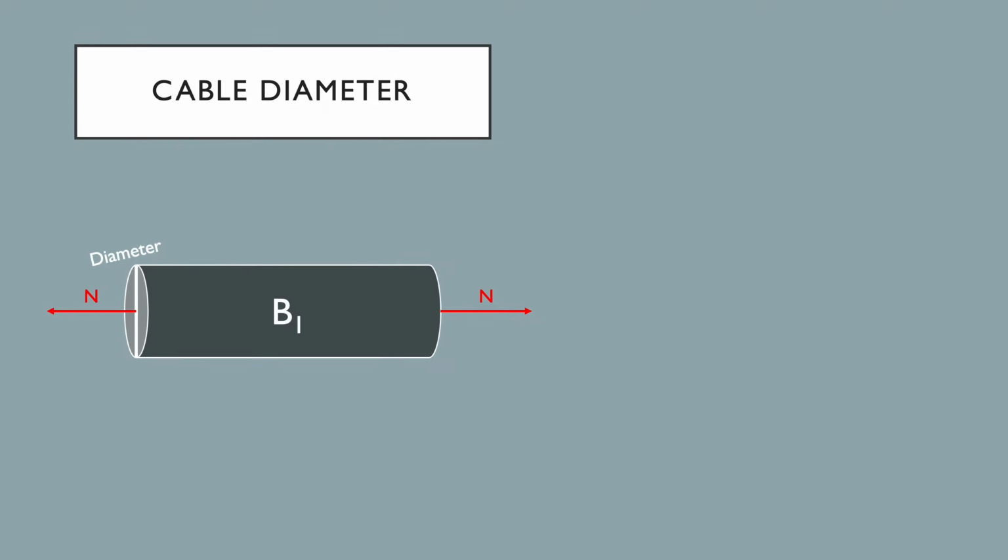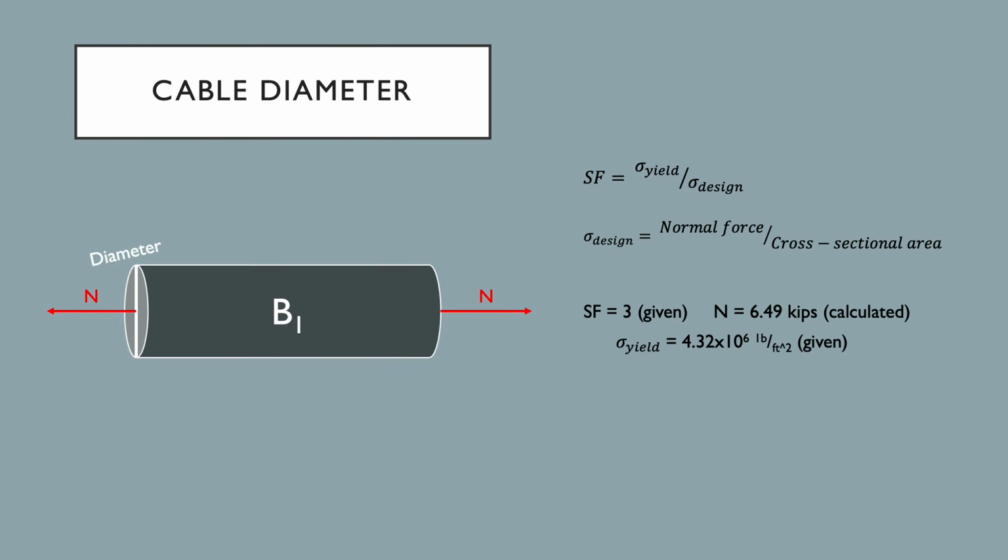To find said diameter, we can use the safety factor equation and the design stress equation. From the safety factor value of 3, calculated normal force of 6.49 kips, and the given yield stress, we can first calculate the design stress. That value can then be plugged into the safety factor equation to produce a diameter. The calculation found that the diameter of cable B1 was just under an inch.